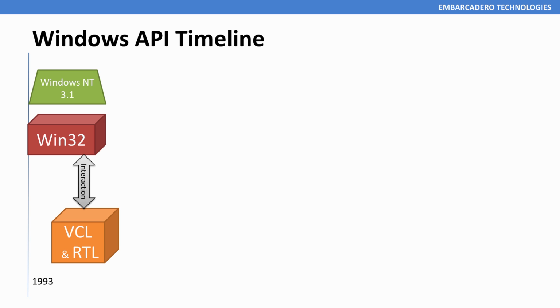When the VCL and RTL were introduced, they quickly took advantage of Win32 and had great interaction. So when you're developing with VCL and RTL, you could take advantage of all the Win32 features if you wanted to.